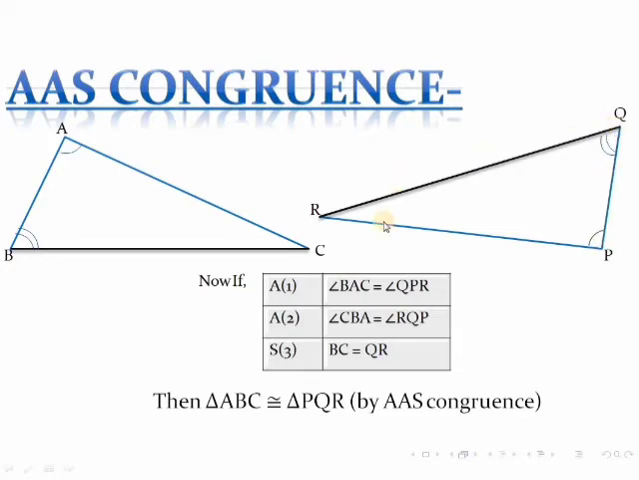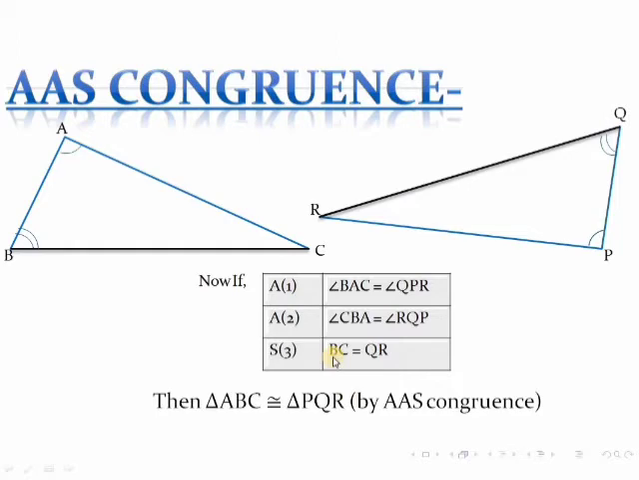You clearly see that angle BAC is given to be equal to QPR. QPR means this angle. So this angle and this angle, they are equal. Now we need to deal with another angle. Next is CBA equals RQP. CBA is this angle and RQP is this angle. So they are also given to be equal. And the next side is this one, isn't it? BC is given to be equal to QR. So using AAS criterion, triangle ABC is congruent to triangle PQR, right?